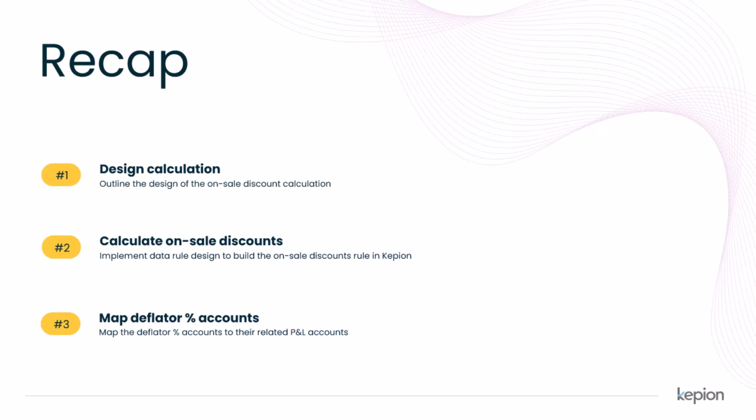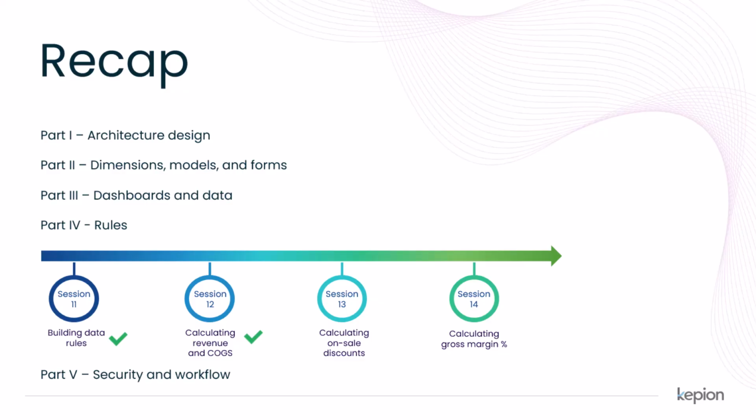In this session, we outlined the design of the calculation, and then implemented that design in Kepion. And lastly, we used SQL to map the deflator percent accounts to their related P&L accounts. In the next session, we'll use MDX to calculate the gross margin percent.